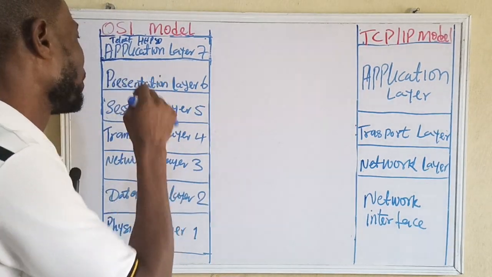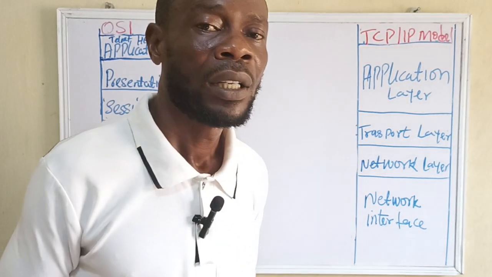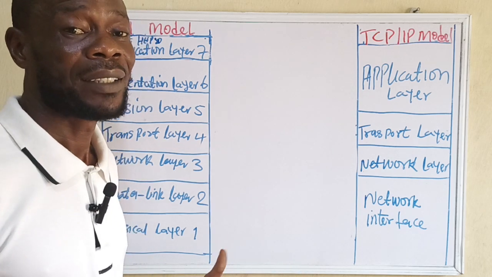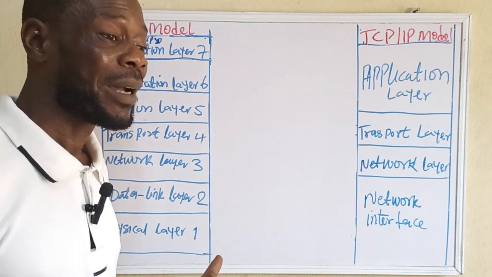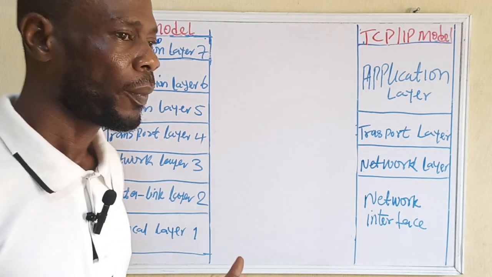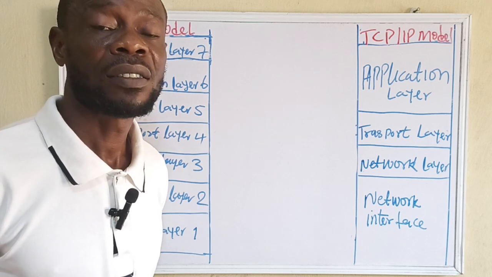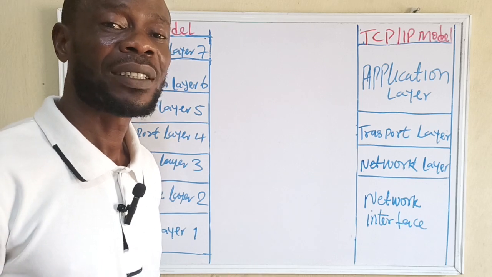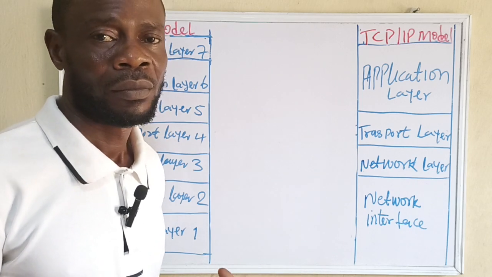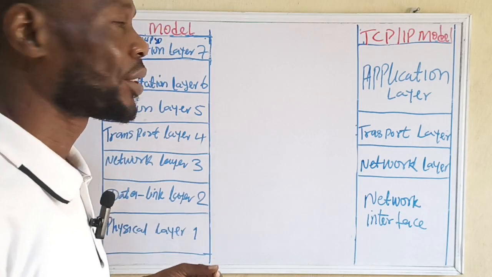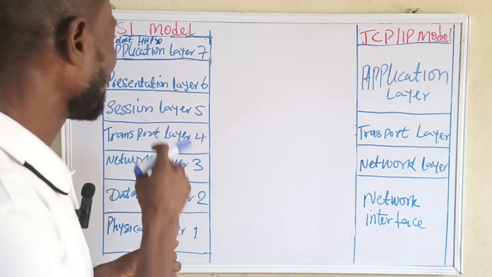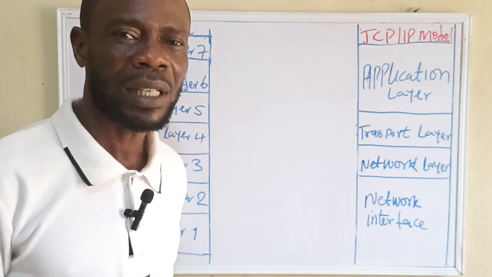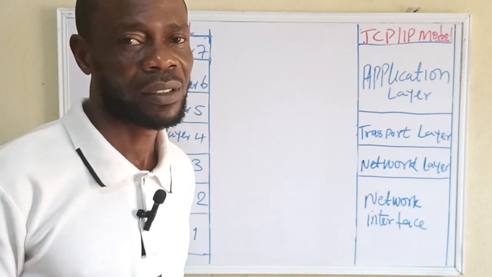Let's come to the presentation layer. The presentation layer ensures how data will be presented, the data format, like doc files, PDF files, MP3, making sure that the data is translated into human readable form. That is the work of the presentation layer. It also ensures data encryption: it encrypts the data and is also responsible for decrypting it.